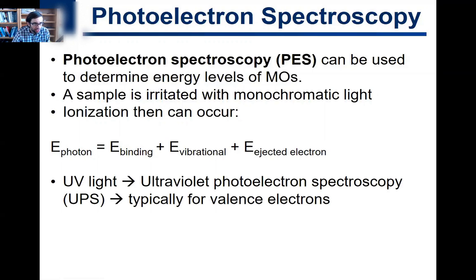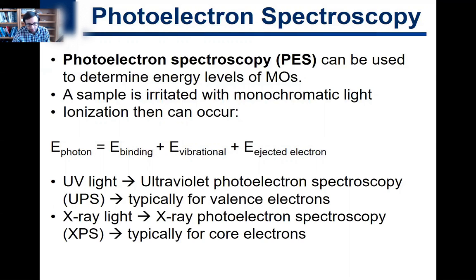And so if you use ultraviolet light, this is light of relatively low energy. This is called UPS, or ultraviolet photoelectron spectroscopy. Typically, this is for valence electrons, okay? So you're not going to be ejecting core electrons because the light just doesn't have enough energy to get to those core electrons. However, if you use higher energy X-ray light, right? X-ray is the spectrum that's adjacent to the ultraviolet that has more energy, lower wavelengths. For X-ray photoelectron spectroscopy, XPS, this will give you information about core electrons.